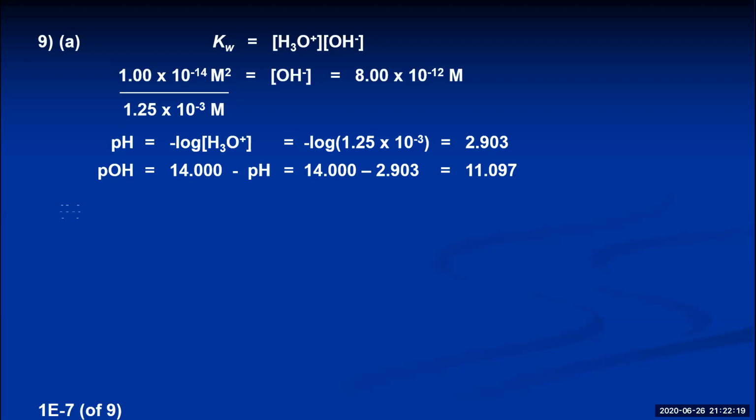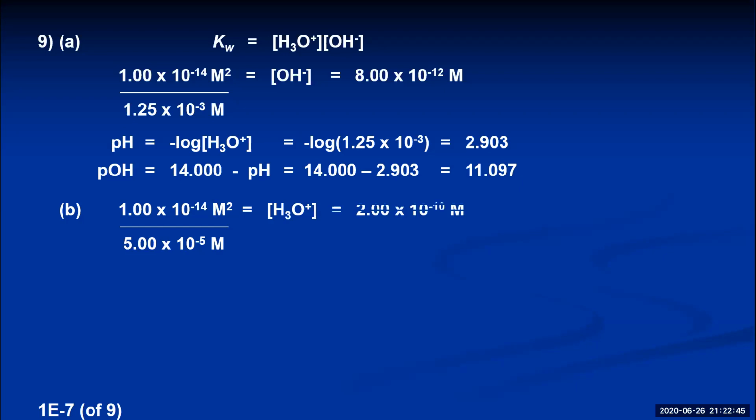So to calculate all the other variables, and this can be done in a variety of different ways, but I'm going to first calculate the hydronium ion concentration with the expression at the very top of the slide. Kw equals hydronium concentration times hydroxide concentration. Solving for the hydronium concentration, it'll be 1.00 times 10 to the minus 14th molarity squared, divided by our hydroxide concentration that was given, 5.00 times 10 to the minus 5th molar, and this will come out a 3 significant figure number, 2.00 times 10 to the minus 10th molar.